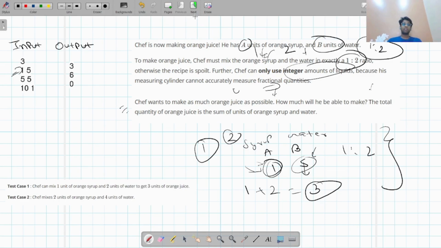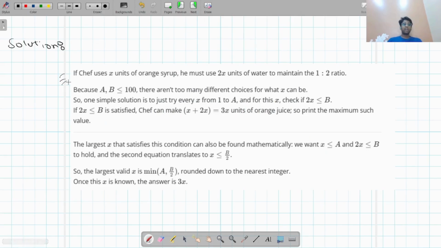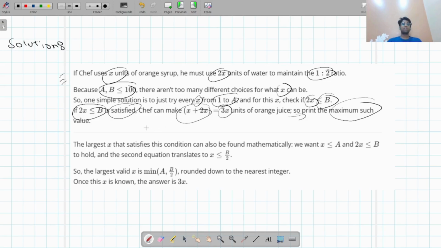Now let's move towards the simple solution. If Chef uses X units of orange syrup, he must use 2X units of water to maintain the 1:2 ratio. Because A, B are at most 100, there aren't too many different choices for what X can be. So one simple solution is to just try every X from 1 to A, and for this X check if twice of X is less than or equal to B. If that is satisfied, Chef can make X plus 2X, which is equal to 3X units of orange juice. So print the maximum such value.